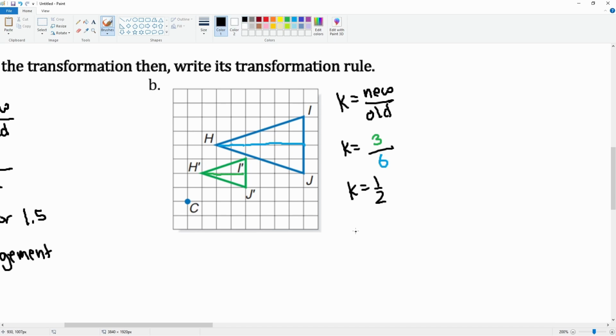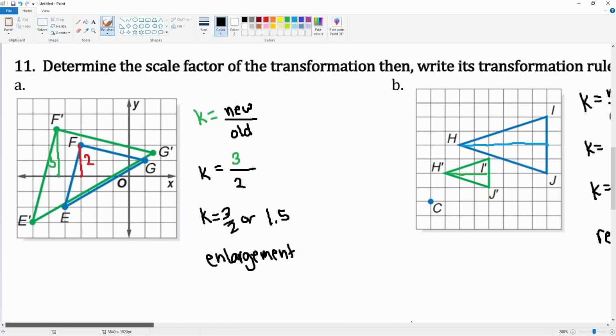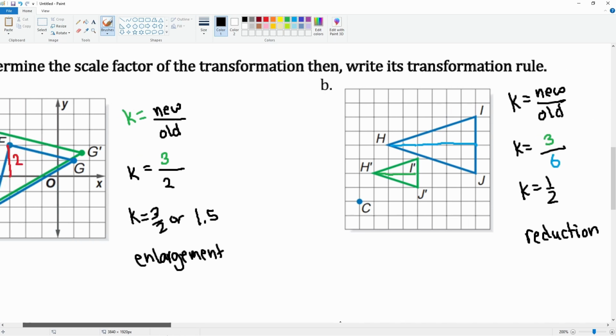So what's the opposite of enlargement? This is a reduction. A reduction of k equals 1/2. So again, you can use any distance you want. You just have to make sure it's new over old to get the scale factor.